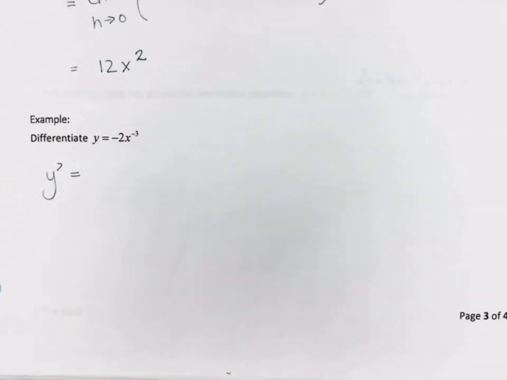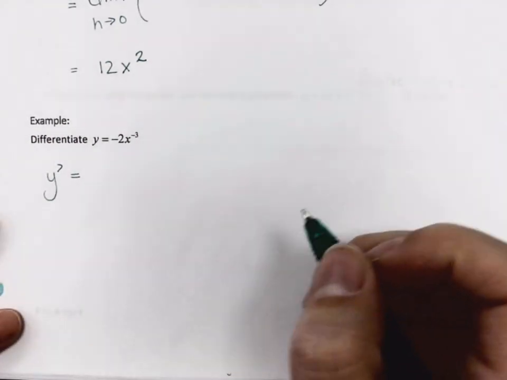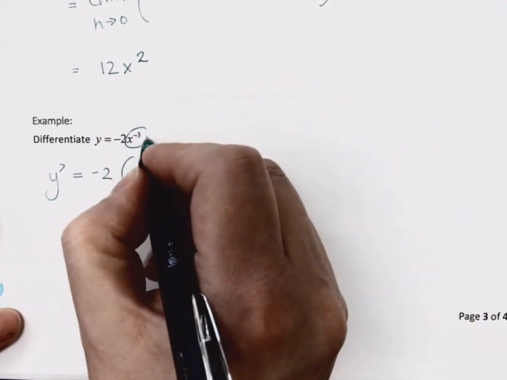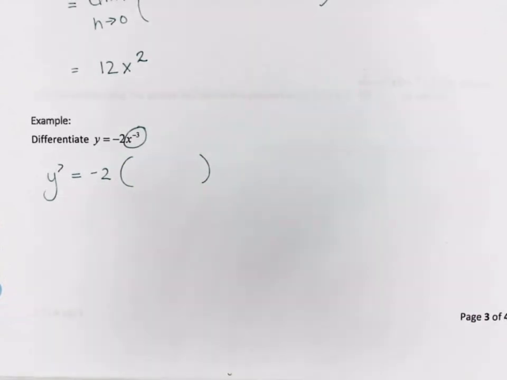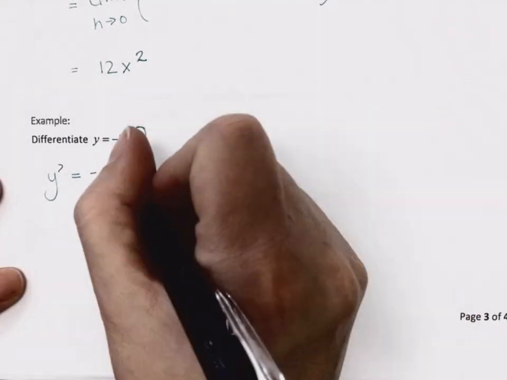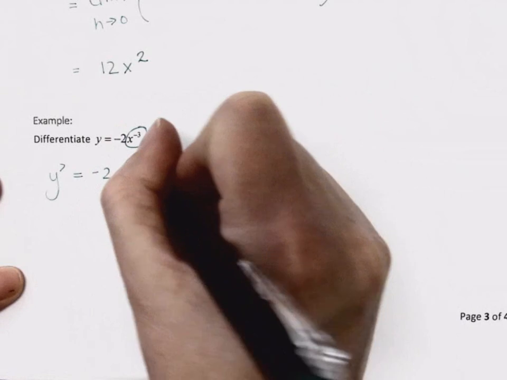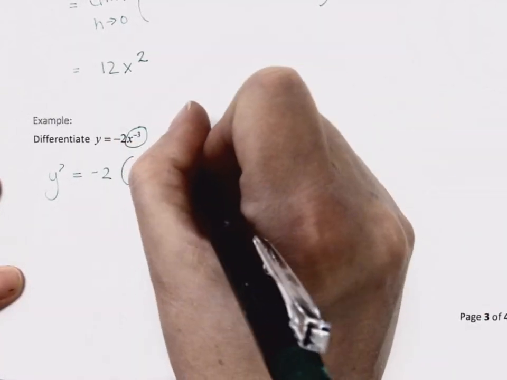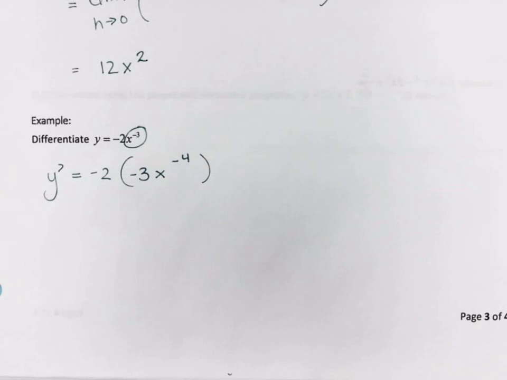So did everybody use y prime? So I'm going to leave the -2 there, and then I'm just going to differentiate that. I'm just going to differentiate that. So the -3 comes out front, and the exponent is reduced by 1, so that's going to be to the -4. So that -2 stays put, and then I differentiate just the variable.